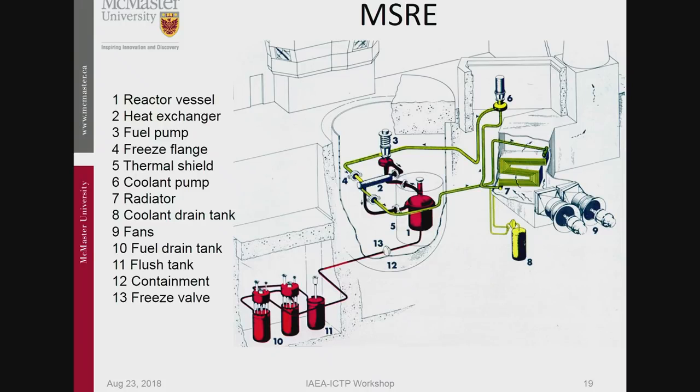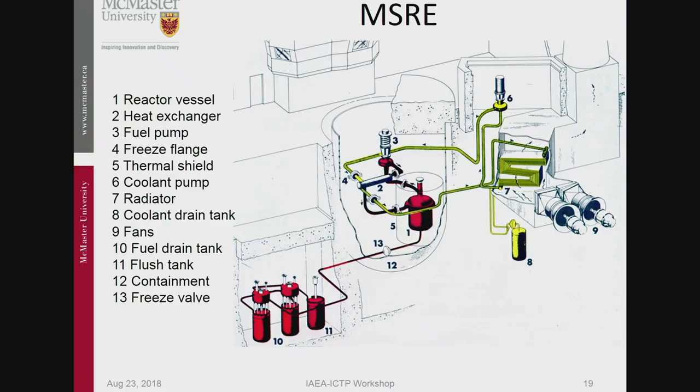There's a freeze flange here, of which I don't quite understand what it does. It isolates the circuit, but okay. Thermal shield, coolant pump, which is number 6, that is up here. So there's a primary circuit here in red, and then the secondary circuit is in green.